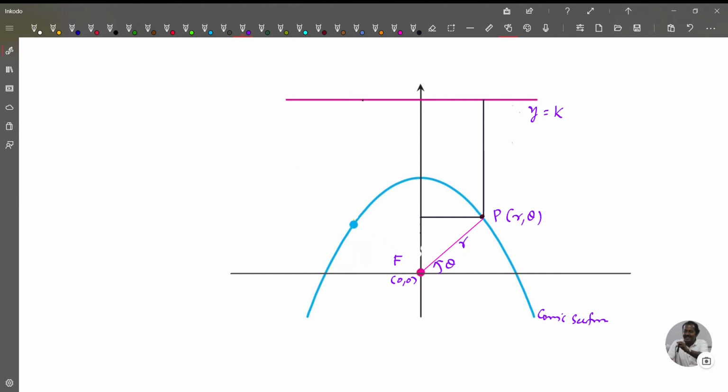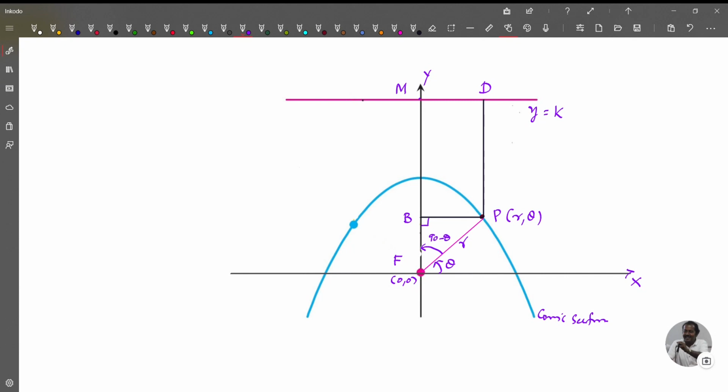So you consider a point D on the directrix such that PD is parallel to the y-axis. Suppose that the directrix meets the y-axis at M, and suppose that this is x-axis, and drop a perpendicular PB to MF. Now from the figure you can see that angle BFP is 90 minus theta.